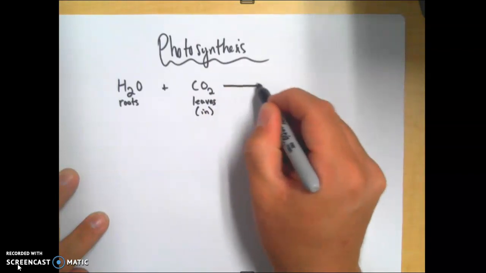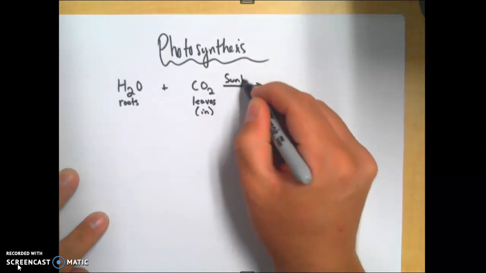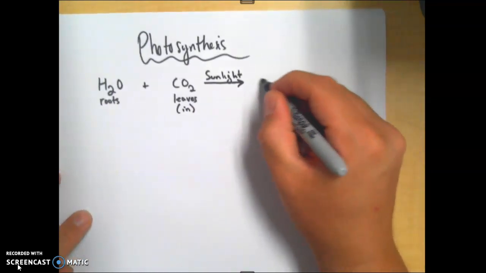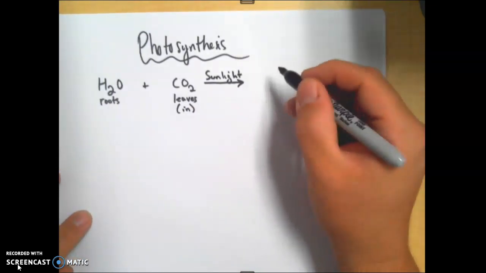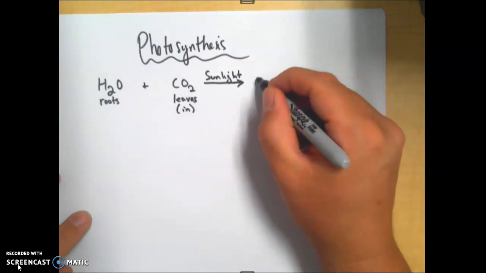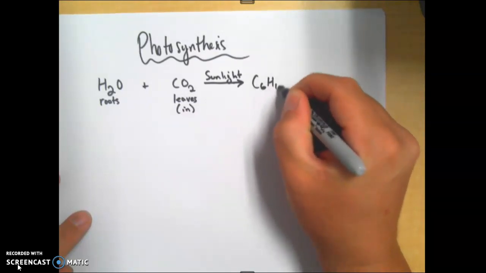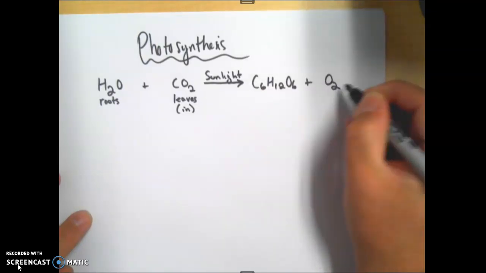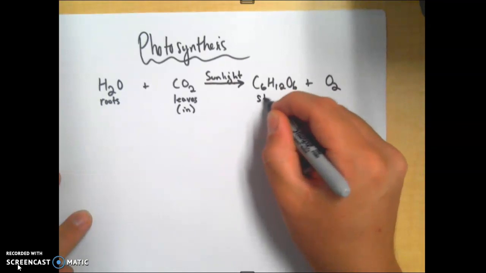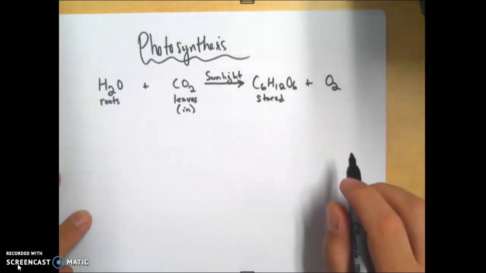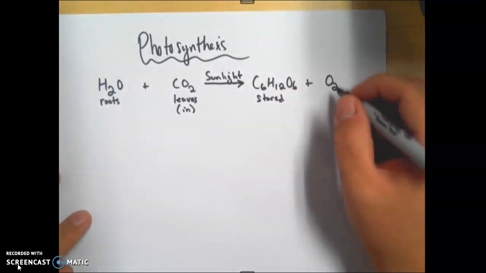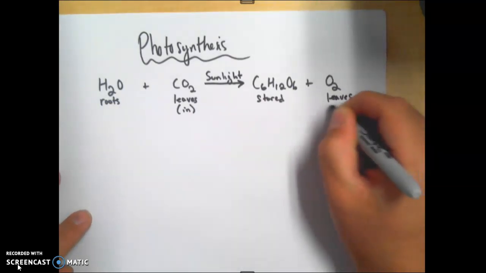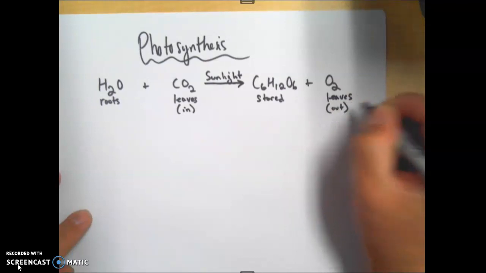And what these plants give off in the presence of sunlight is the food that they make, because remember they're autotrophic, so they make their own food. That food is glucose, C6H12O6, and oxygen, O2. This is what we breathe. So this is going to be stored inside the plant. We'll talk about that a little more in the next week or so. And then this stuff is released by the leaves, so we'll just say out, and we breathe that.